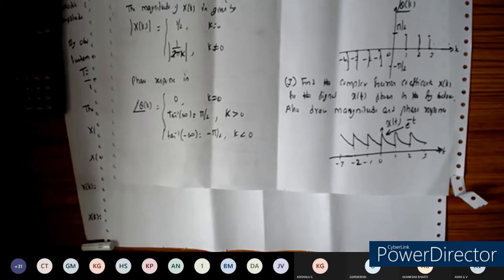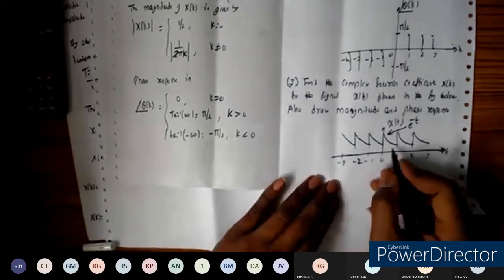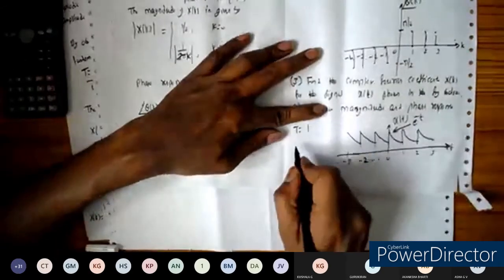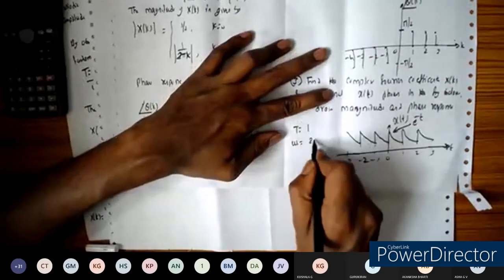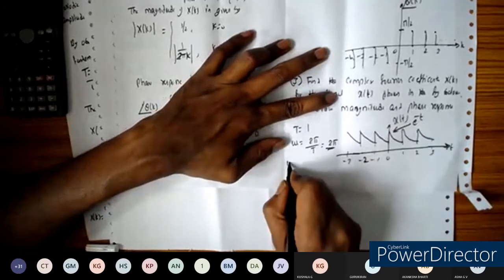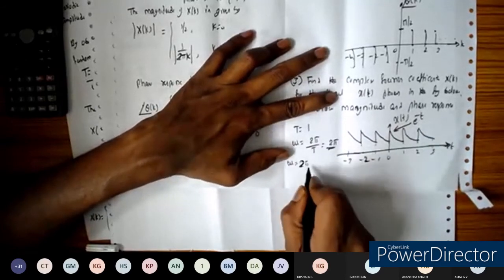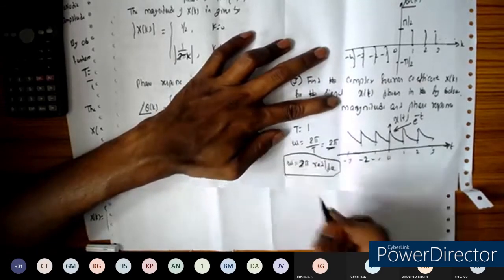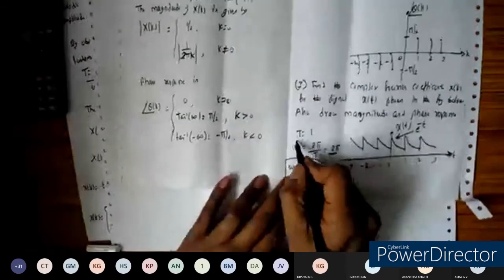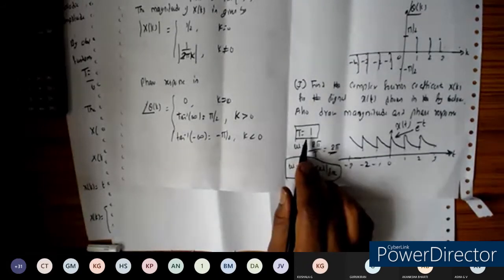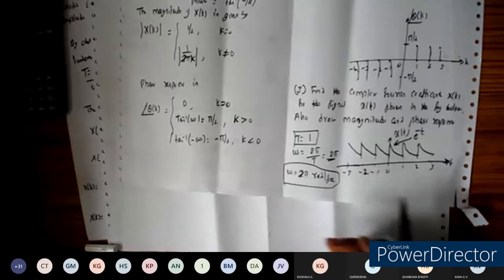Now let us find the Fourier series coefficient. By observation, we can see that the fundamental period T is 1 second, and the angular frequency omega is 2 pi by T, which is nothing but 2 pi radians per second. So whenever a signal is given, we need to find the fundamental period as well as the angular frequency.